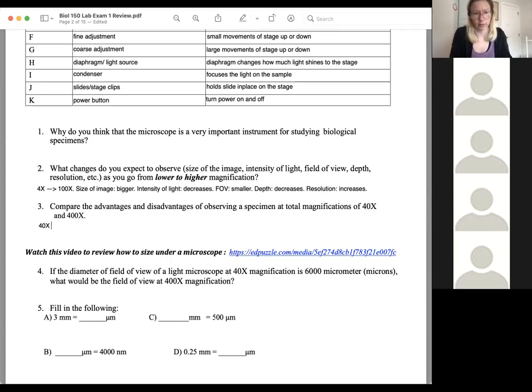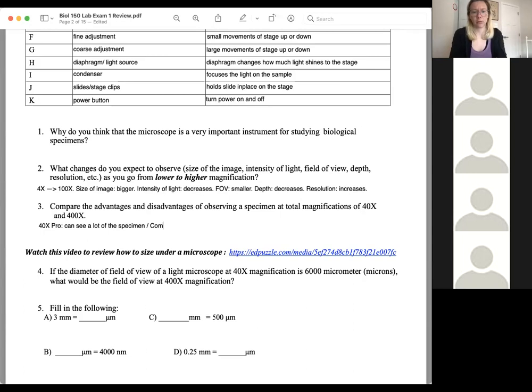You can see a lot, so the field of view is increased. Yeah, you can see a lot of your specimen. You've got a larger field of view. Exactly. And then what about a con? What would be a negative of that?